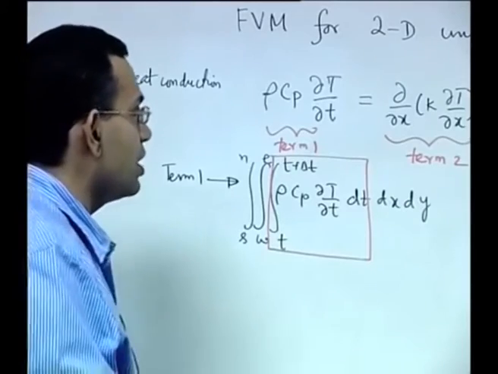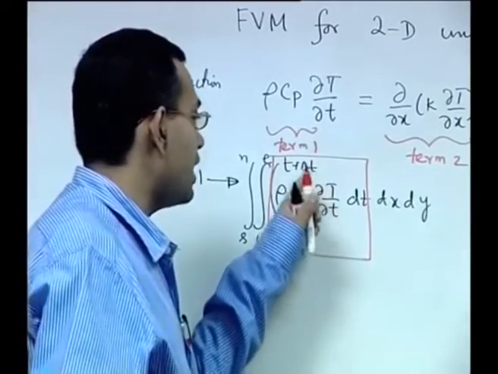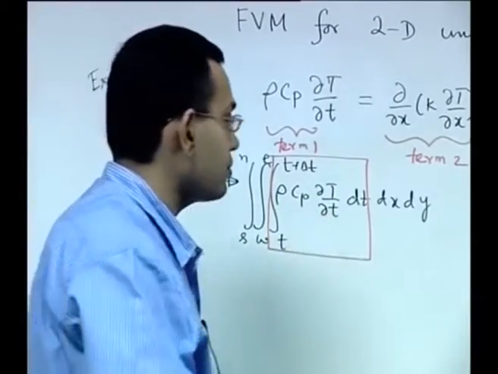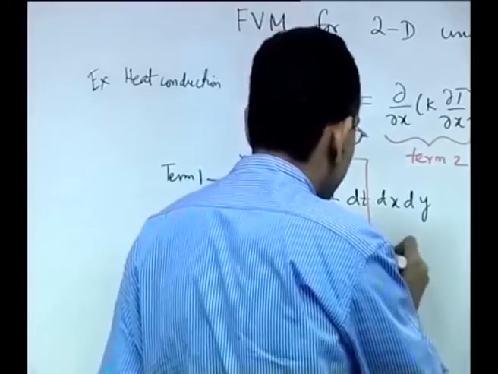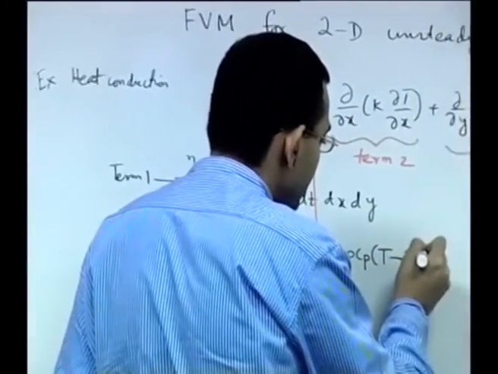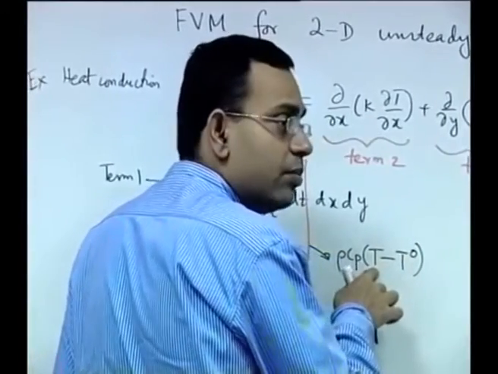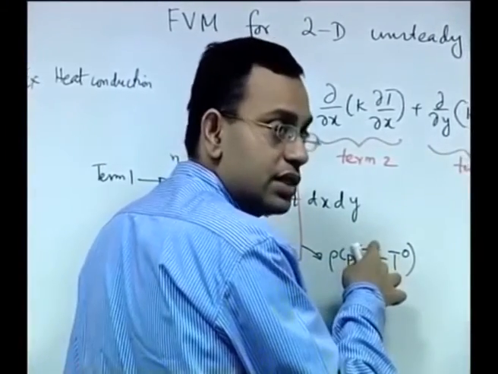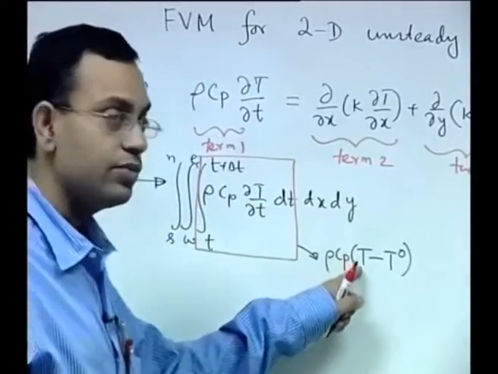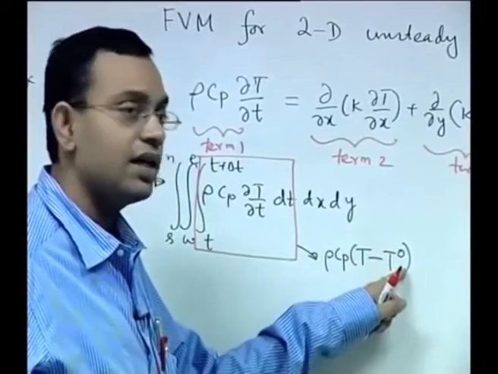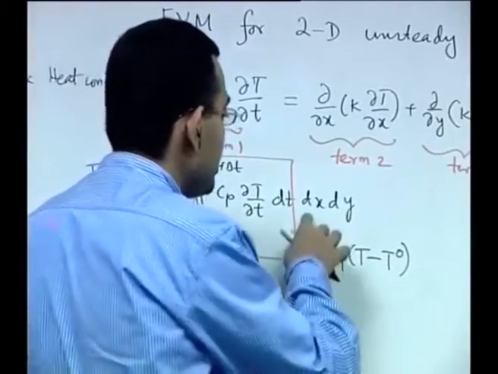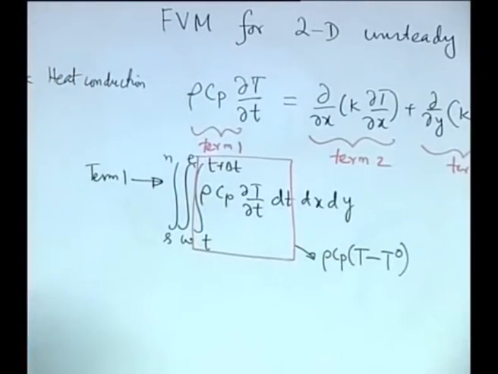So this will be rho Cp into T at time t plus delta t minus T at time t. So this will be rho Cp (T minus T0). At time t plus delta t we use without any superscript, as we have considered for the one dimensional unsteady state problem, same notation we are using, minus T at the old, so T at present minus T at the old time step. So this dx dy.